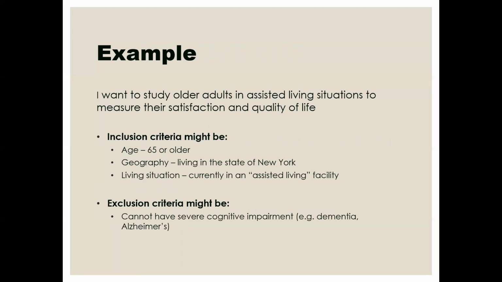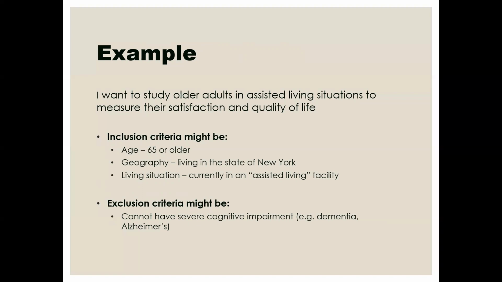And I'll give you an example, right? It's age-based. I'm a gerontologist, so bear with me. Let's say that I decide I want to study older adults in assisted living situations, and I want to look at their satisfaction and quality of life, right? Assisted living is not skilled. In assisted living, people get help with instrumental activities of daily life, and maybe some cooking, some cleaning, right? They may need some support, but it's not a skilled nursing care facility. So it's a place where people live with some care.